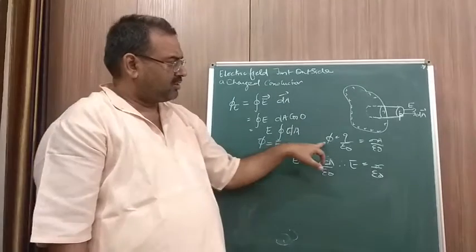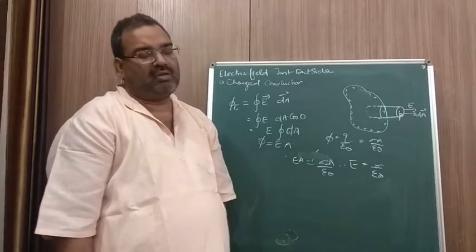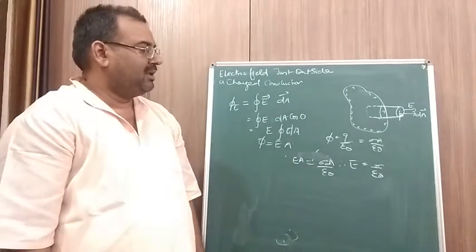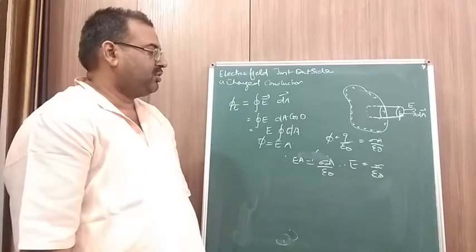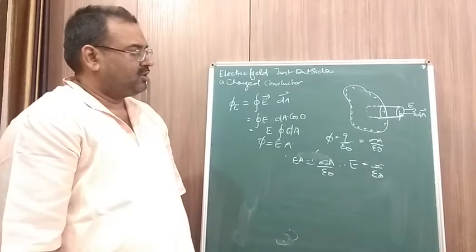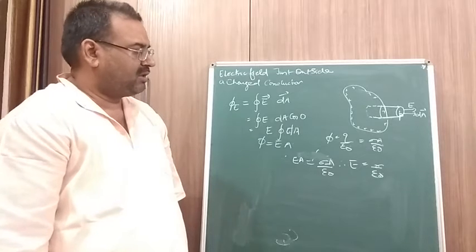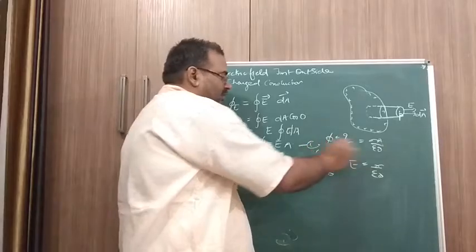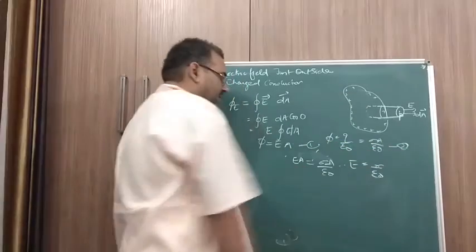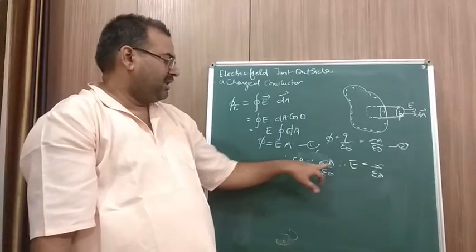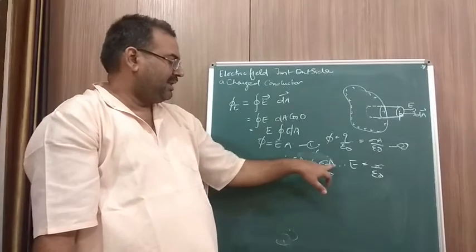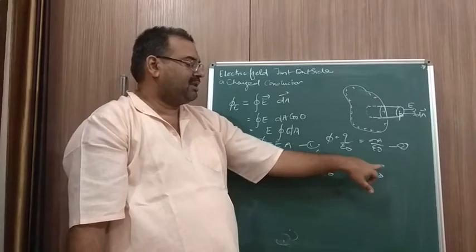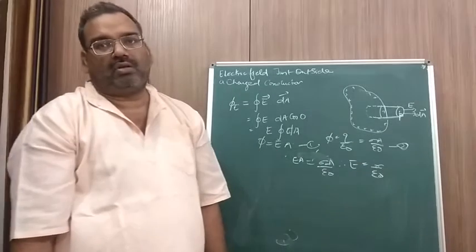Now we know from Gauss's theorem phi is equal to Q upon epsilon naught. The whole charge distributed over the charged conductor, sigma, is the surface charge density. So Q is equal to sigma A. So electric flux is equal to sigma A upon epsilon naught. We compare these two equations, equation number 1 and equation number 2. Here EA is equal to sigma A upon epsilon naught. A and A cancel out. The electric field due to a charged conductor is given by sigma upon epsilon naught.